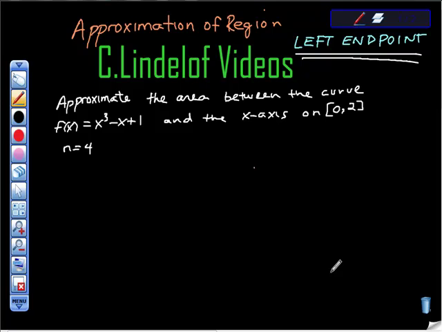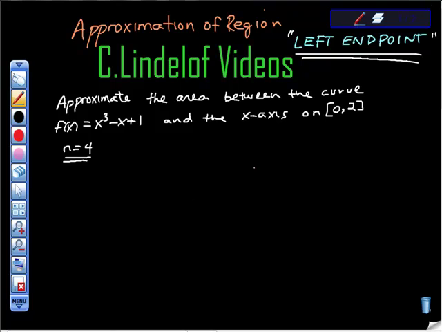AP Calculus, approximation of the area of a region. In this question, we're asked to approximate the area between the curve of f of x is equal to x cubed minus x plus 1 and the x-axis on the interval 0 to 2 inclusive using 4 divisions. So we are going to have n is equal to 4. What's important here is that we're being asked to use a left-hand approximation.